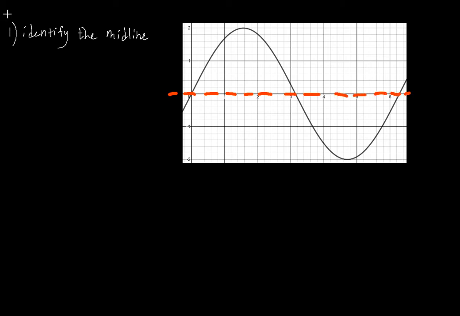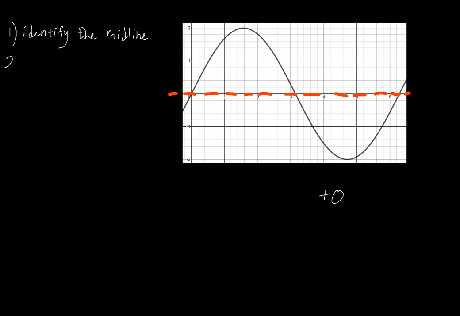So potentially right now, I know that my vertical shift is going to be, oops, sorry, still got the big marker out. My vertical shift is potentially plus 0. I'm still on the x-axis, which means I didn't shift that midline up or down at all.